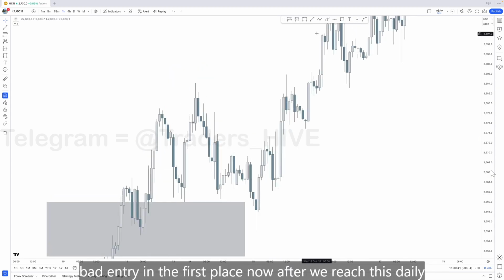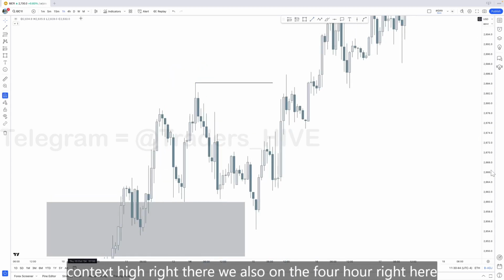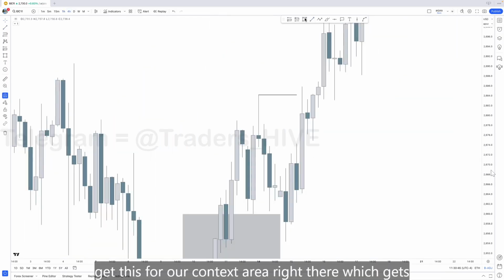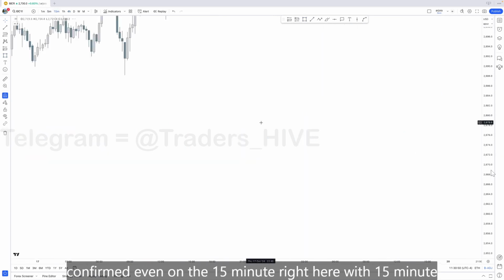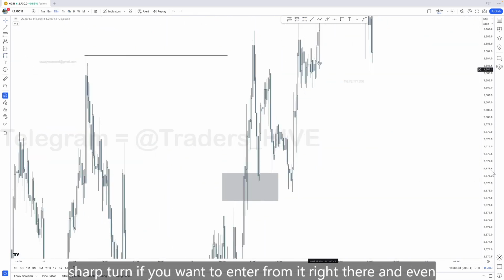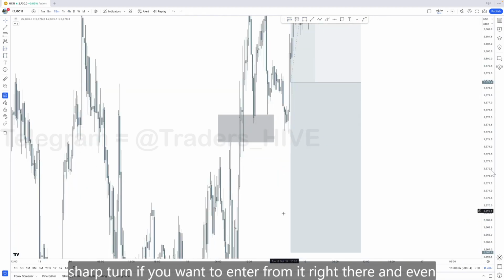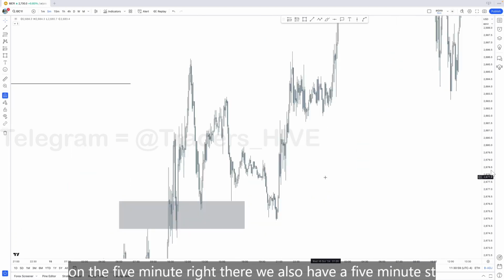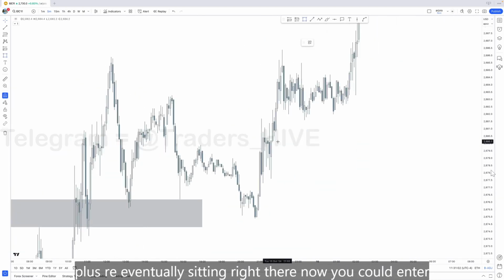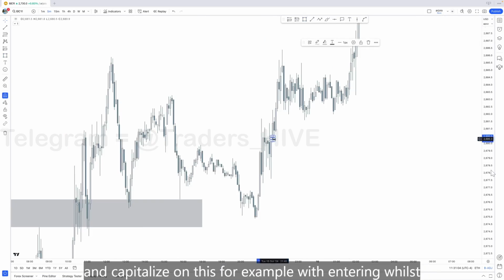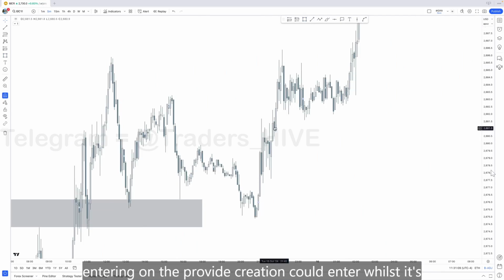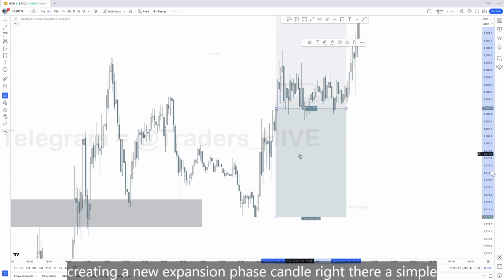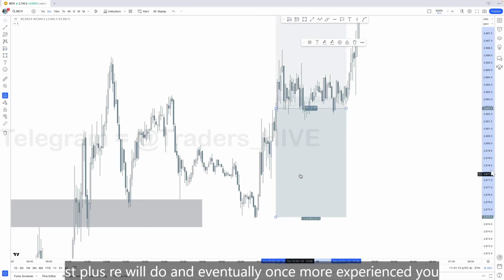Now, after we reach this daily context high right there, we also on the 4 hour right here, get this 4 hour context area right there, which gets confirmed even on the 15-minute right here with a 15-minute sharp turn, if you want to enter from it right there. And even on the 5-minute right there, we also have a 5-minute ST plus re eventually sitting right there. Now you can enter and capitalize on this, for example, whilst entering on the fair value gap creation. Could enter whilst it's creating a new expansion phase candle right there. A simple ST plus re will do.